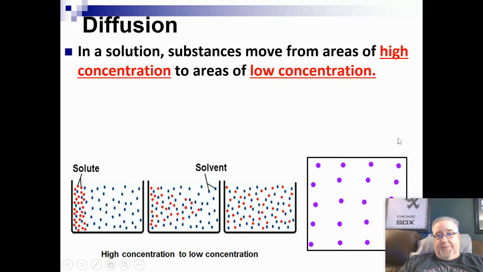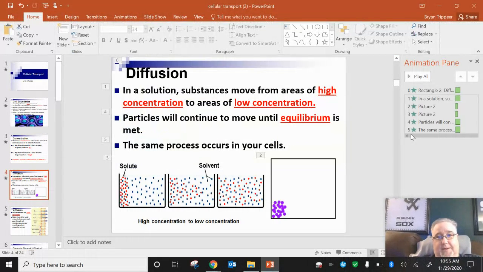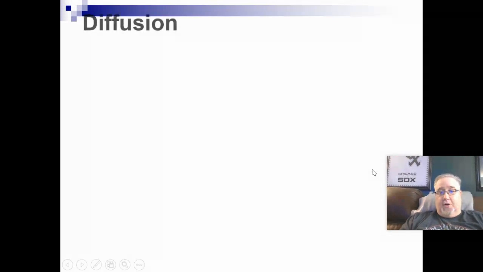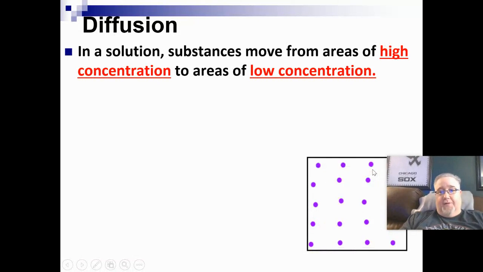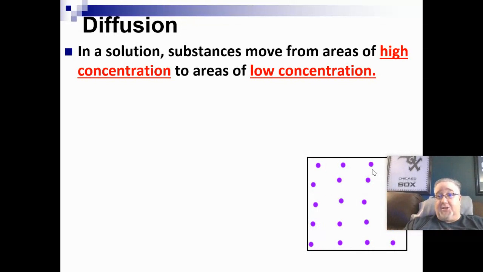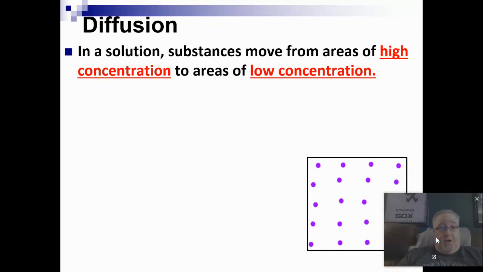Here we go. And you can see in this little animation, the particles are going to be moving from an area of high concentration, in the bottom left-hand corner, where they're highly concentrated, and then they spread out to areas of lower concentration. And that's what the term diffusion is.